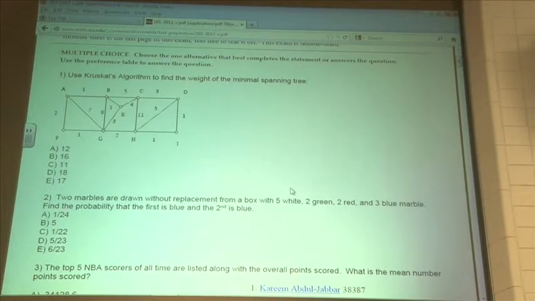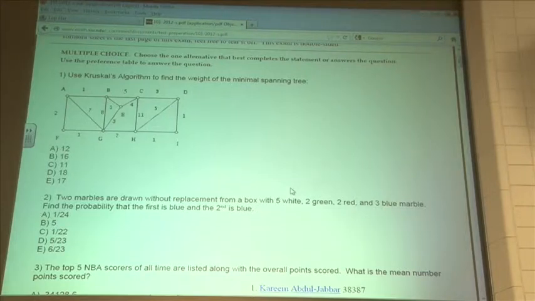Very similar format to your in-class exams. It will be multiple choice. Yes, you will get a formula sheet at the very end of this document. Okay, so you will get a formula sheet. You'll also get the table for Z-scores. Okay, we'll provide that for you.